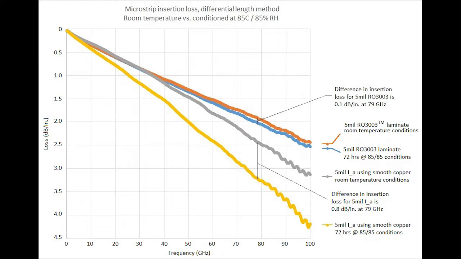The other set of information is the gray curve and the yellow curve, and that's a thermoset competitive material. It's claimed to have low moisture absorption, but you can see by the response it really doesn't. At 79 gigahertz, it has a difference of 0.8 dB per inch of insertion loss when the circuit is tested at room temperature and then later tested after conditioning for 72 hours at 85-85.